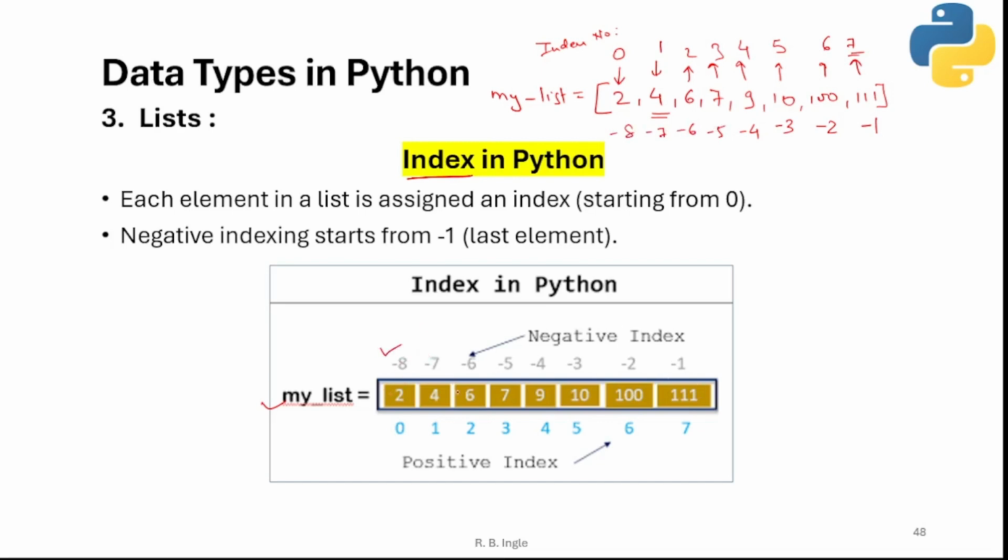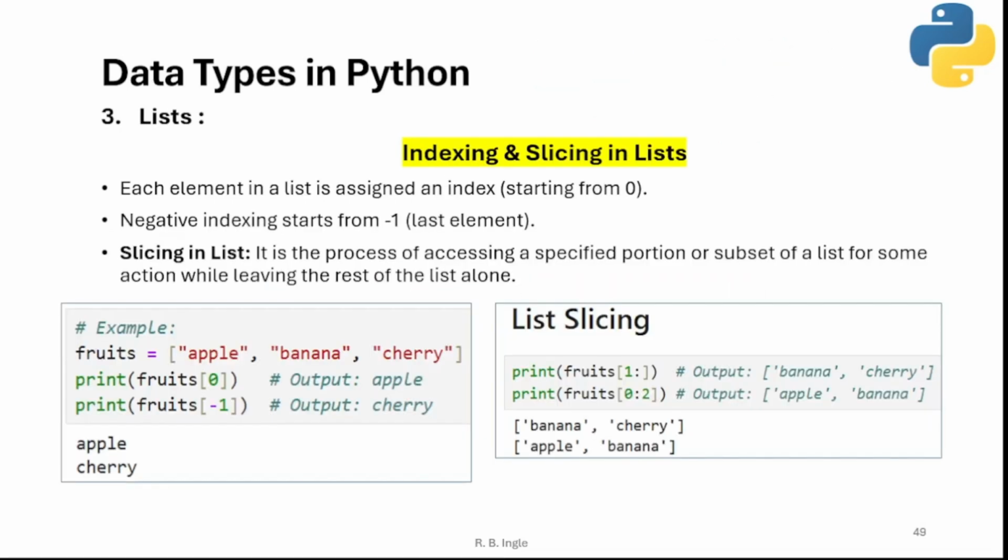So these are the index numbers which we can use to access, or take out, the elements according to the index number. We will see that in the next slide. For example, we have created a list which is fruit. How have we identified that it is a list?